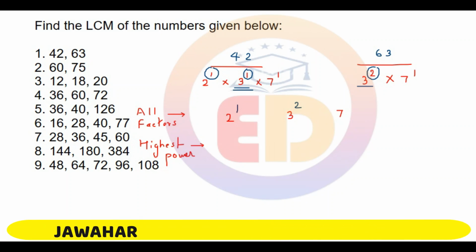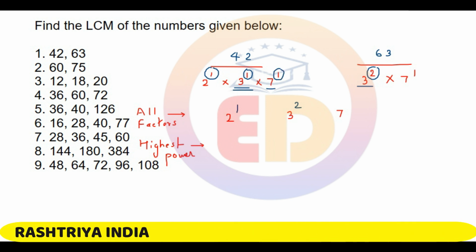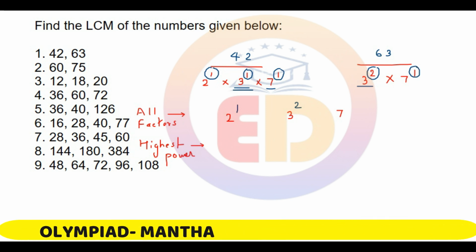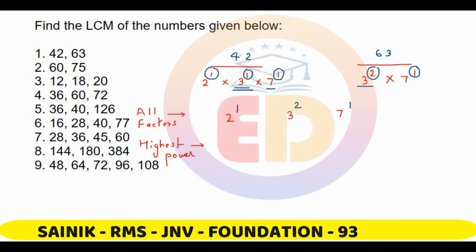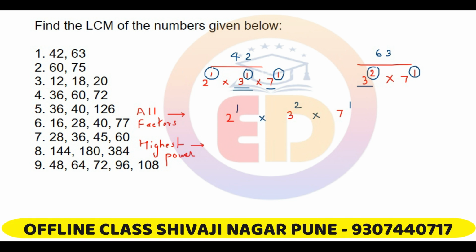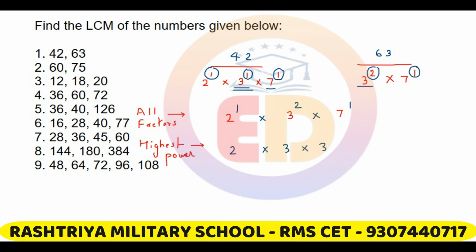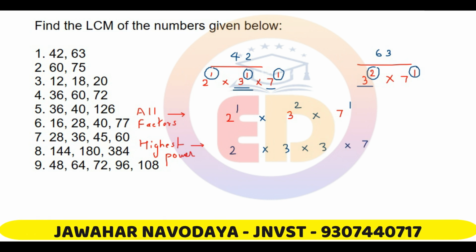Coming to the next factor 7, the power of 7 is 1. Here also the power of 7 is 1. So there is no question of highest power because both of the places the power of 7 is 1. So I will take the power of 7 also as 1. And now the next step will be to multiply them. Remember, 2 power 1 is only 2 or 2 one time. 3 power 2 means you have to take 3 2 times. So 3 power 2 will be 3 into 3 into 7 power 1 means you have to take 7 only once.